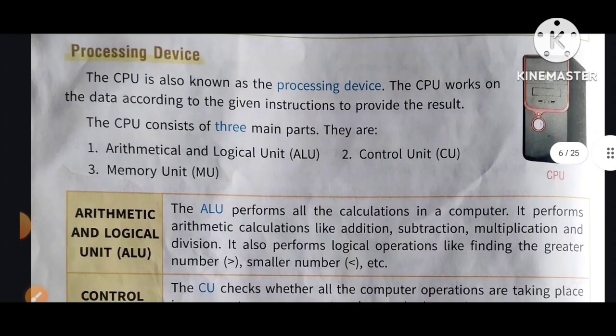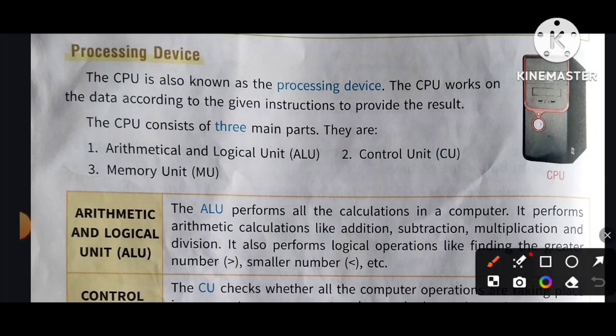Let's discuss the processing device, the CPU. The CPU is known as the processing device. Who is the processing device? The CPU is the processing device. As we know, the brain of the computer is the CPU. The CPU works on the data according to the given instruction, the command whatever we put on the computer, and provides the result.